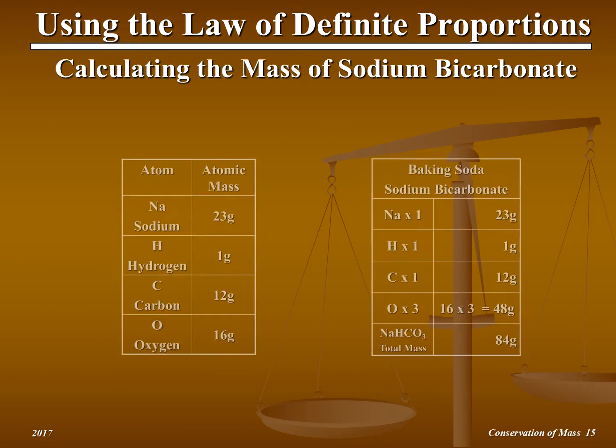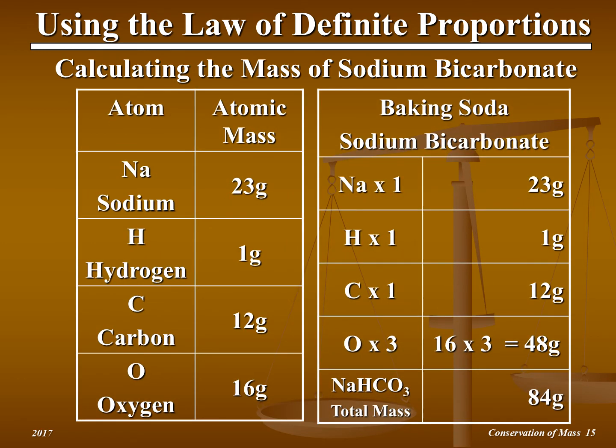These charts use the same calculations for the second reactant, sodium bicarbonate. The atomic mass of sodium from the periodic table is 23 grams. Following the same procedure that we used for acetic acid, the total mass of the sodium bicarbonate molecule comes to 84 grams.